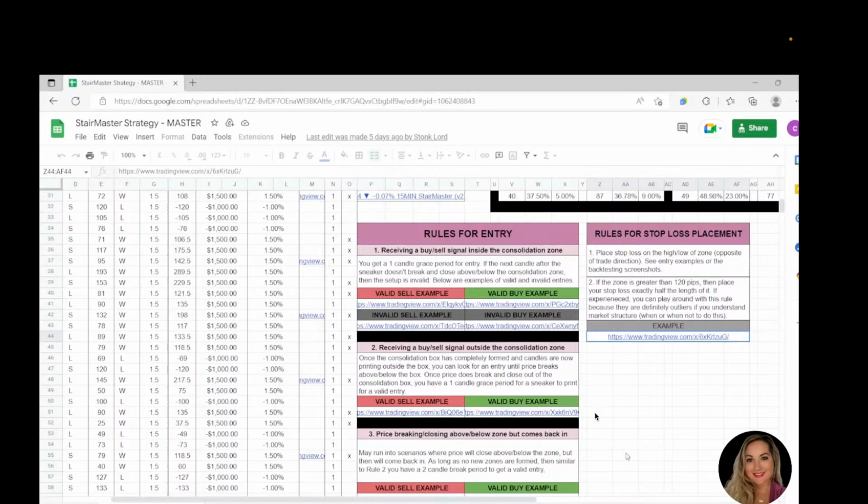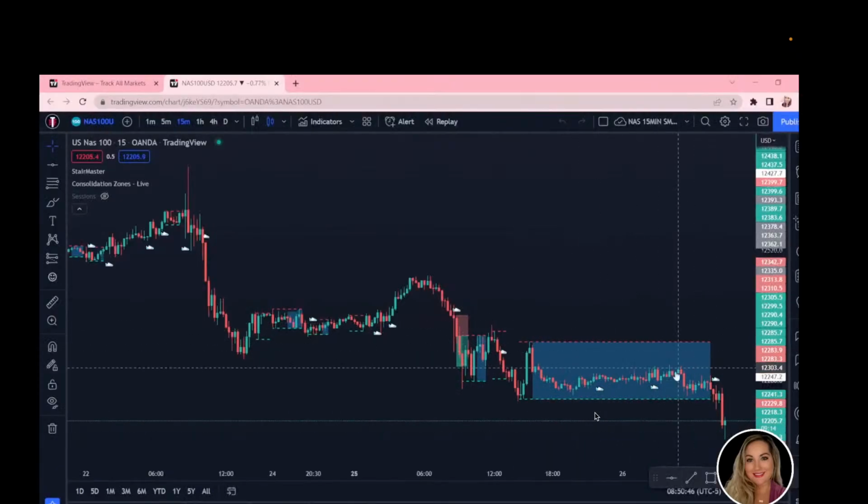So number one rule of this is that when you're receiving a buy or sell signal inside the consolidation zone, so like I said earlier, it's within that price range area. It does not need to be within the physical zone itself.